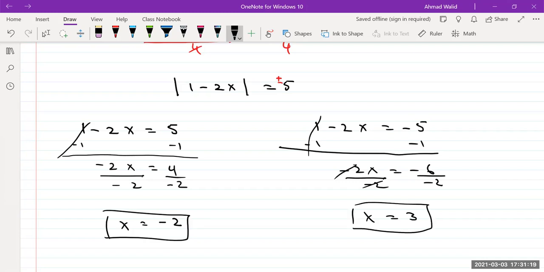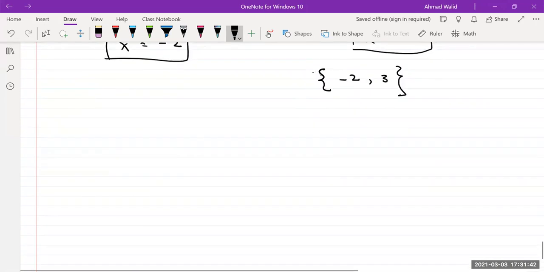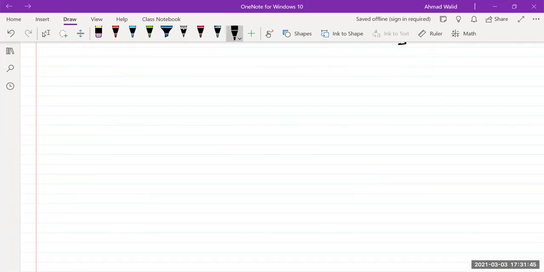Second answer. Last step, you have to check. I'm not checking this problem to save some time, but if you check, yes, the solution for this equation, you can even write it this way, negative 2 and 3, is the solution of this absolute value equation. I'll show you another example. Absolute value of 3x minus 6 equals negative 2.